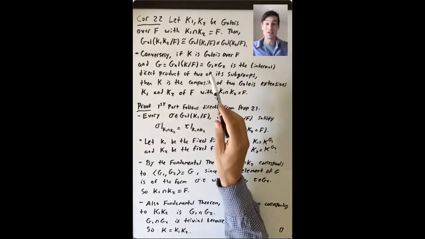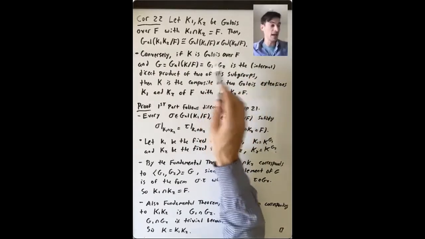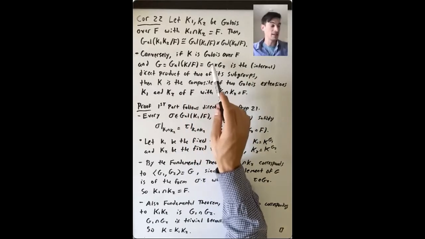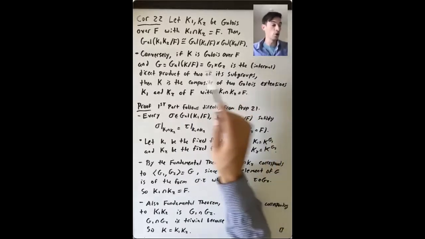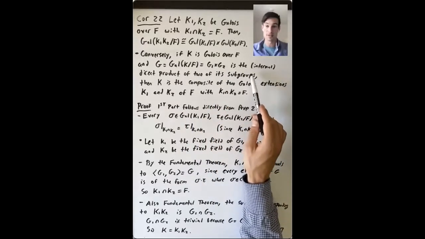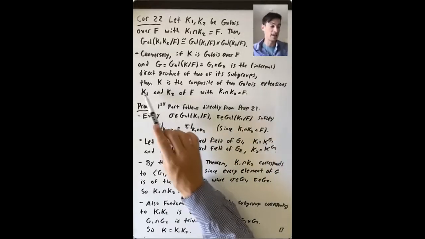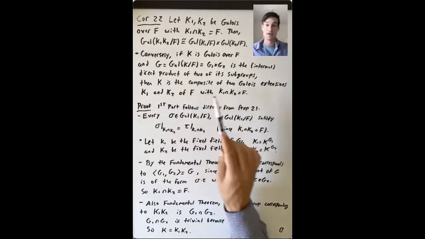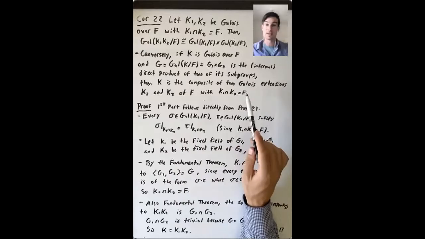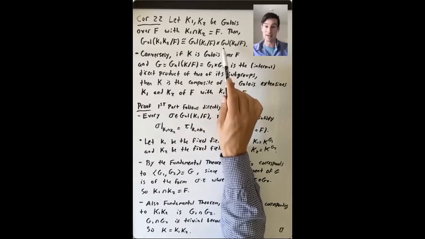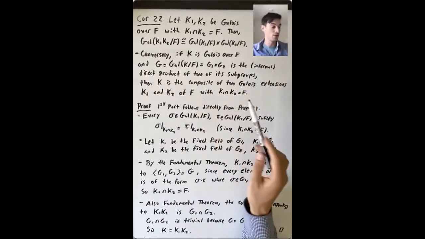More than that, there's a converse that's true: if K is Galois over F and the Galois group G of K over F is the direct product of G1 and G2, so it's the internal direct product of two of its subgroups, then K is the composite of two Galois extensions, K1 and K2 of F, with K1 intersect K2 equal F. Okay, so the first part of this follows very directly from the proposition we just proved.